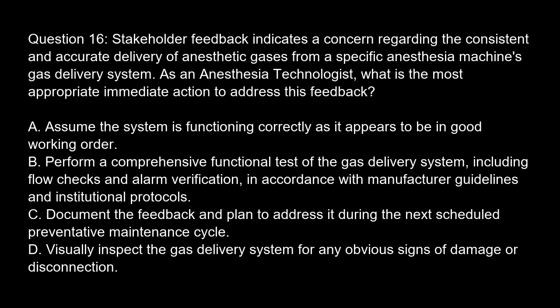Option A. Assume the system is functioning correctly as it appears to be in good working order. Option B. Perform a comprehensive functional test of the gas delivery system, including flow checks and alarm verification, in accordance with manufacturer guidelines and institutional protocols. Option C. Document the feedback and plan to address it during the next scheduled preventative maintenance cycle. Option D. Visually inspect the gas delivery system for any obvious signs of damage or disconnection.